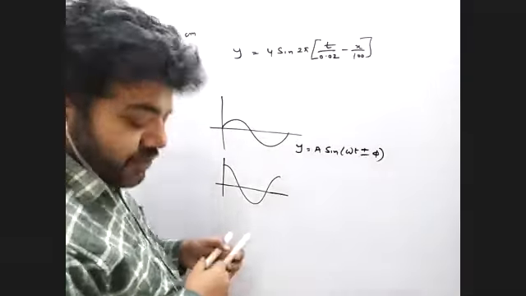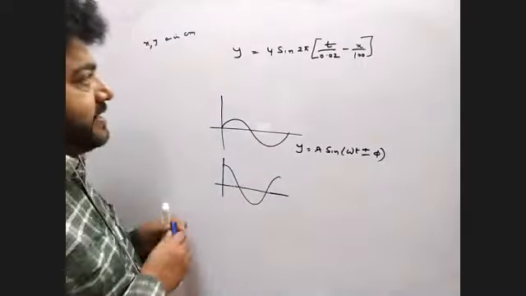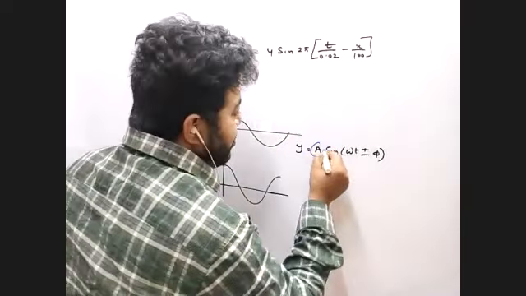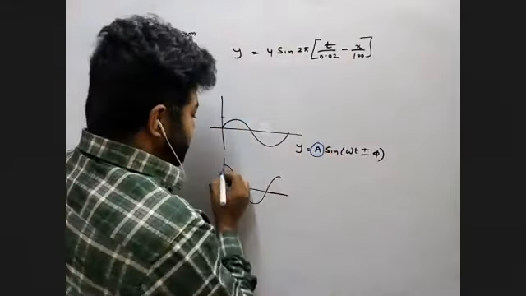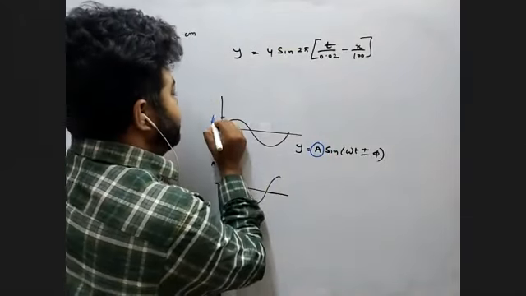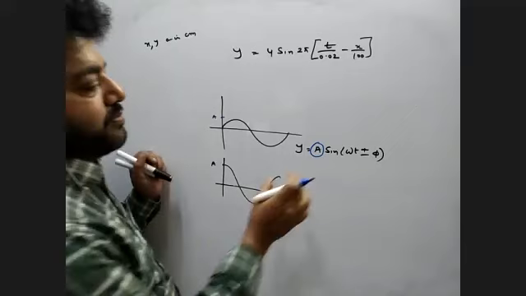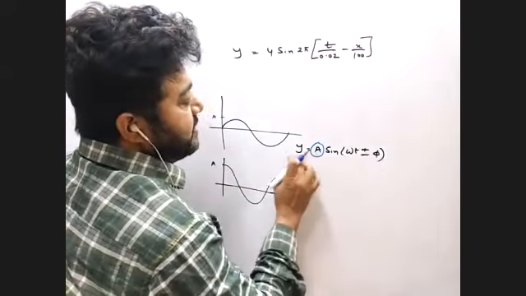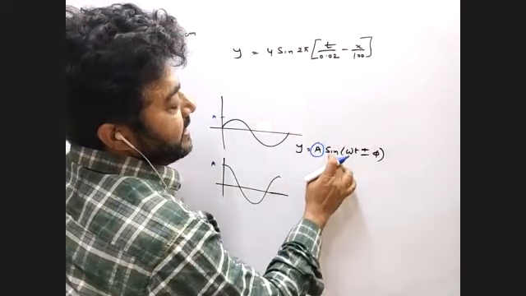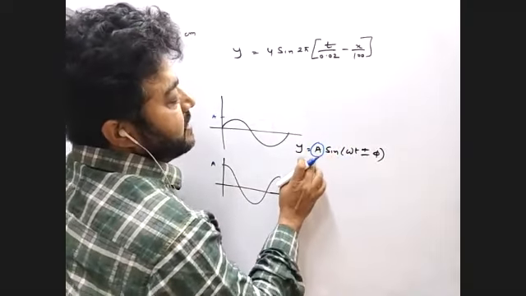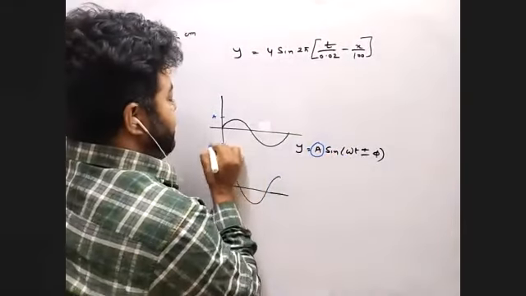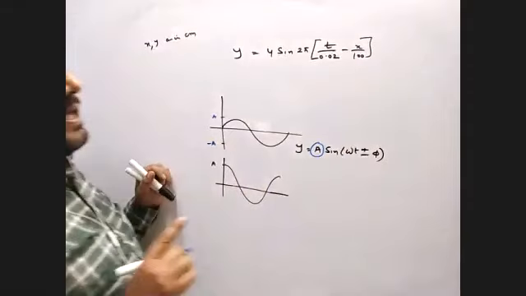Okay, so the important thing is that this a is called the amplitude. That means the maximum value on the y-axis is called the amplitude. Means if the value of this sine is 1, then y is +1, and if the value of the sine is -1, then y is -1. So this is called the amplitude.